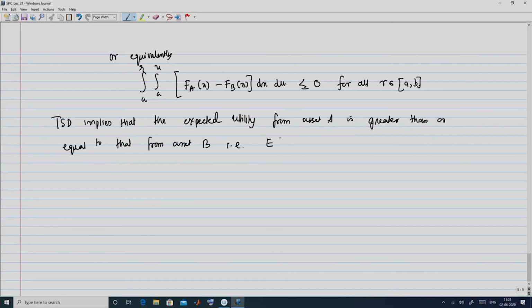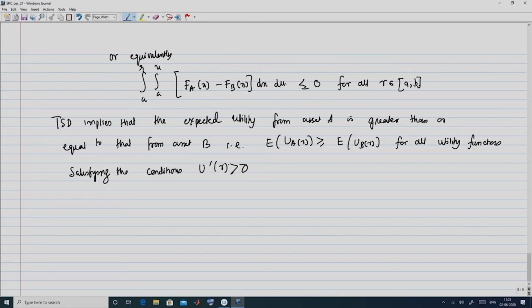That is, expected utility of A is greater than or equal to expected utility of B for all utility functions satisfying the condition of u prime of r greater than 0, which you had in case of FSD, then u double prime of r less than 0, which you had in case of SSD, and u triple prime of r greater than 0, which was introduced in case of TSD. So, let us go with the proof for TSD.